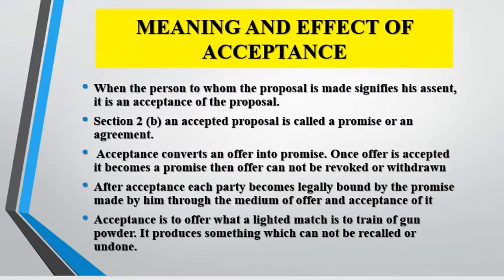When the person to whom the offer is made gives his consent, it means he has accepted the proposal. Section 2(b) says an accepted proposal is called a promise or an agreement. Once the offer is accepted, it becomes a promise. Then the offer cannot be revoked or withdrawn. When the offer is accepted, we cannot withdraw or cancel our offer. After acceptance, each party becomes legally bound by the promise made through the medium of the offer and its acceptance.